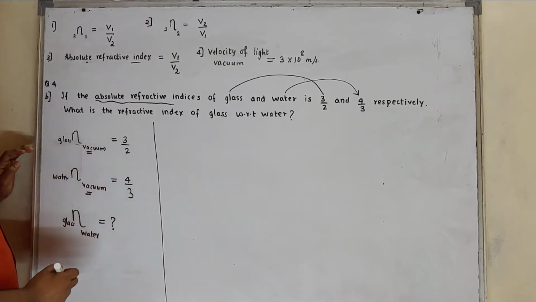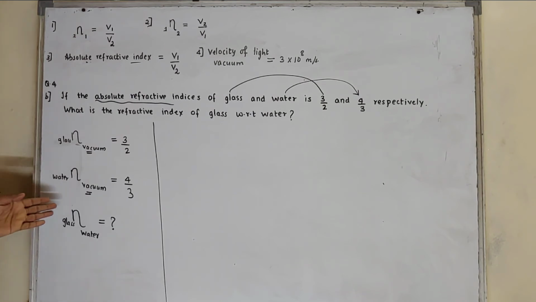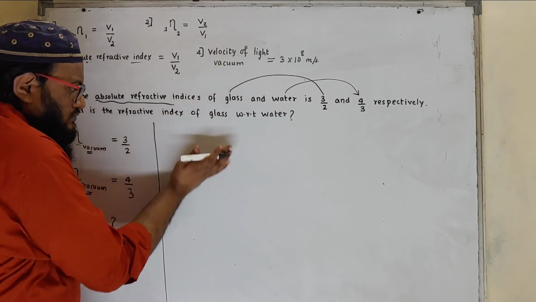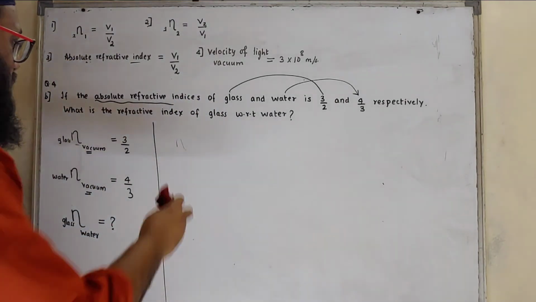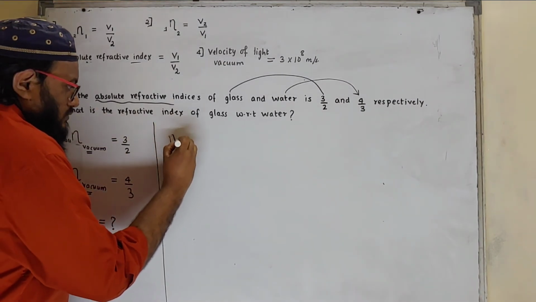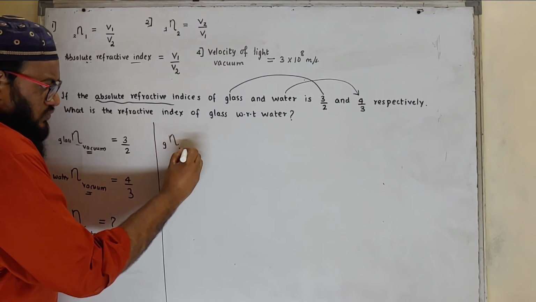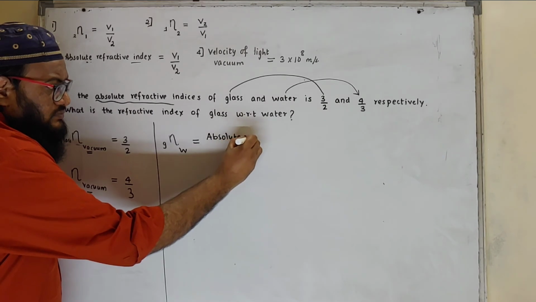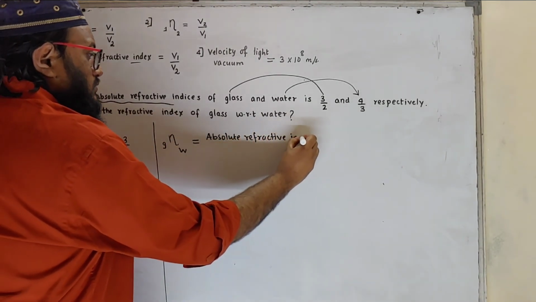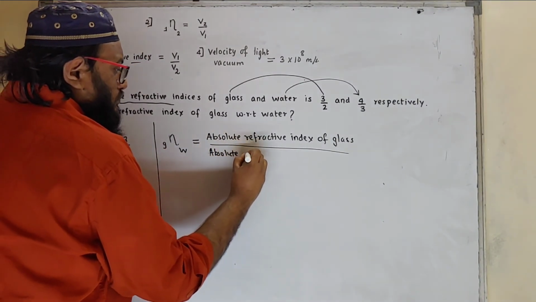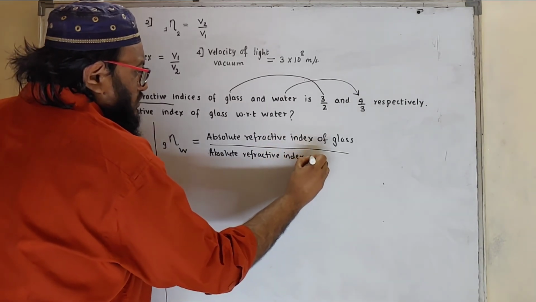Here you will say that refractive index of second medium with respect to first is velocity of first upon velocity of second. But here in this question velocity is not given. So what we can say, refractive index of glass with respect to water, velocity is not given. So always remember, it is equal to absolute refractive index of glass upon absolute refractive index of water.